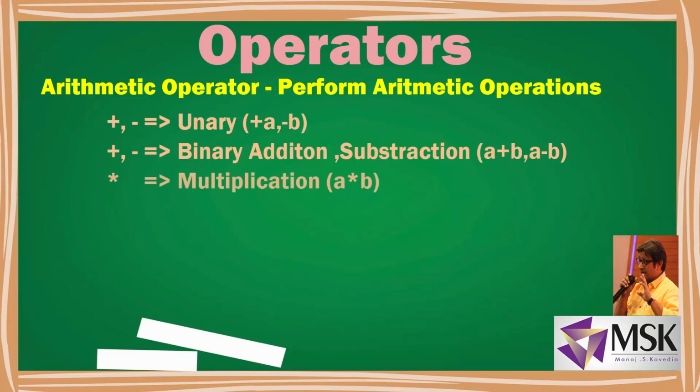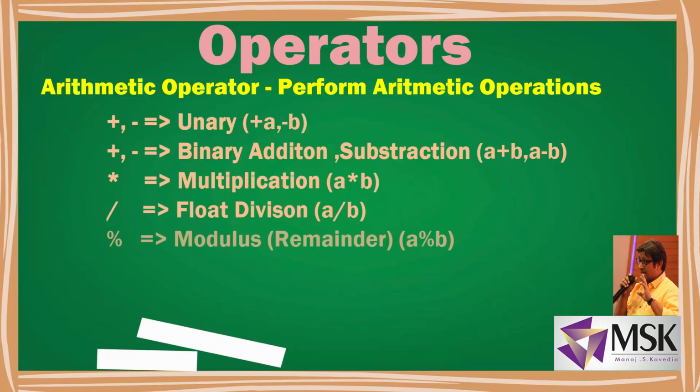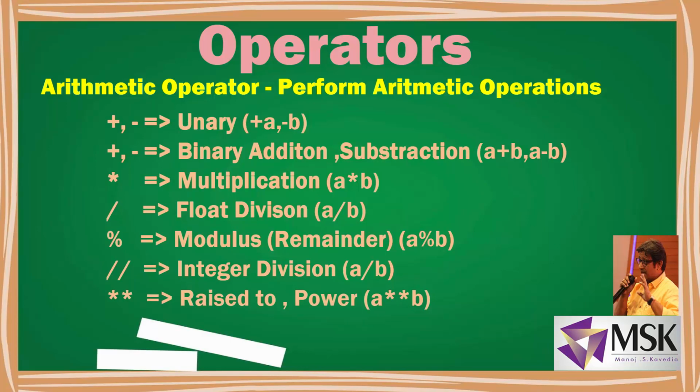In the same way you have star, the asterisk, for multiplication, slash for division, percentage for modulus, and there is one more, that is double slash. In this, the quotient when a is divided by b is rounded down to the next smallest whole number. So it is also called integer division. And you have double asterisk for exponent, where you have to calculate the power. These are the different operators which perform arithmetic operations. Now let's see a demonstration of it.